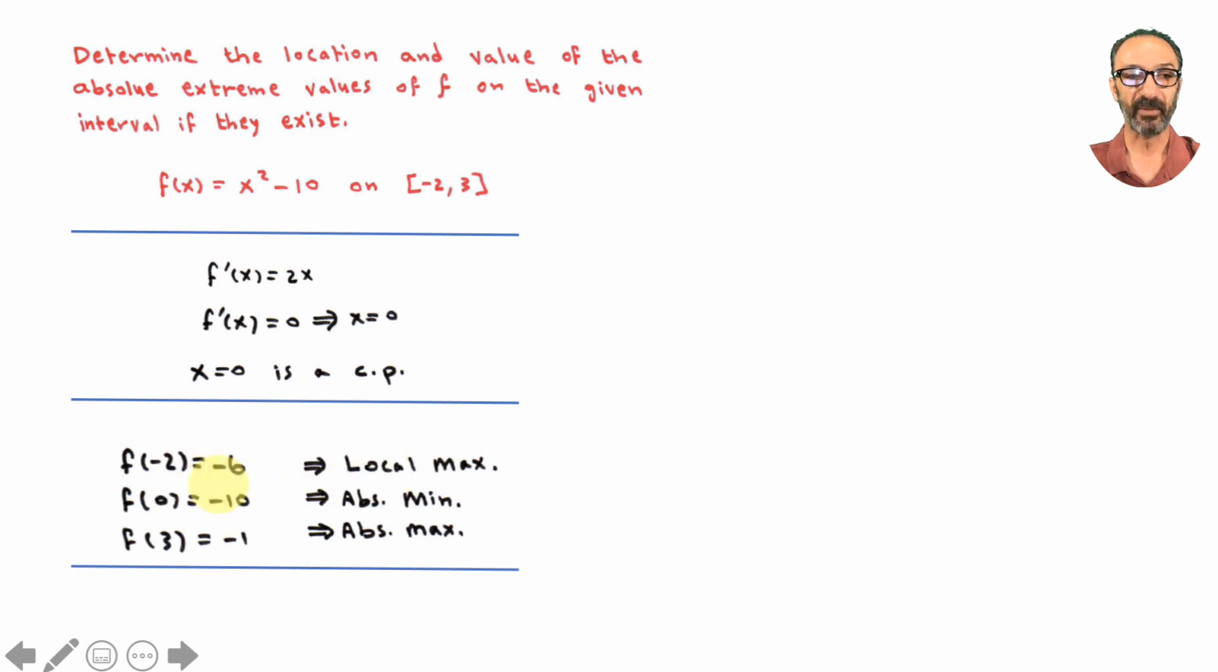So, we have a local max at -6. We have an absolute min of -10. We have an absolute max of -1 at 3. That's how I should say it. Let me support why this is a local max, even though it's a negative number. We're going from -2 to 3, closed, closed, opens up, shifted down 10 units, down to -10. That's an absolute min of -10 at x equals 0. That's a local max. And that's an absolute max of -1 at x equals 3.